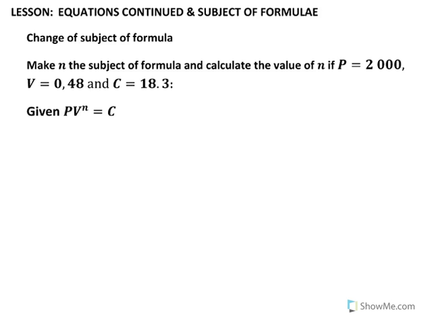Now let's look at this one. It says, make n the subject of the formula and calculate the value of n if p is equal to 2000, v is equal to 0.48, and that. So here, the first thing is to make n the subject of the formula. Now we are given p v to the power n is equal to c. I want you to pay attention to this one because they like it a lot.